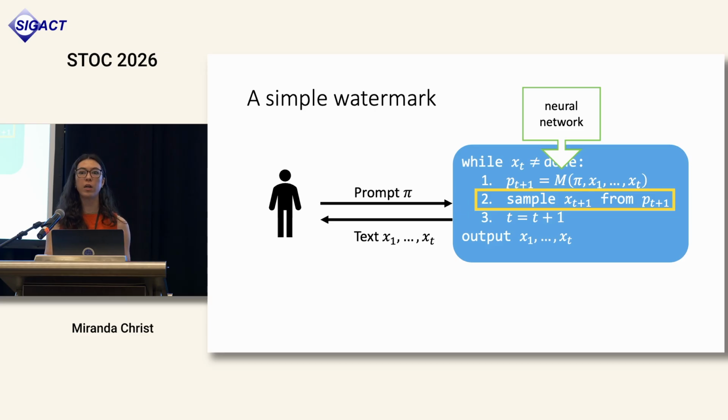And basically all watermarks just alter the sampling step. They don't touch the neural network that's used to compute these probability distributions. You're just changing these distributions a little bit, reweighting them as you sample the next token.